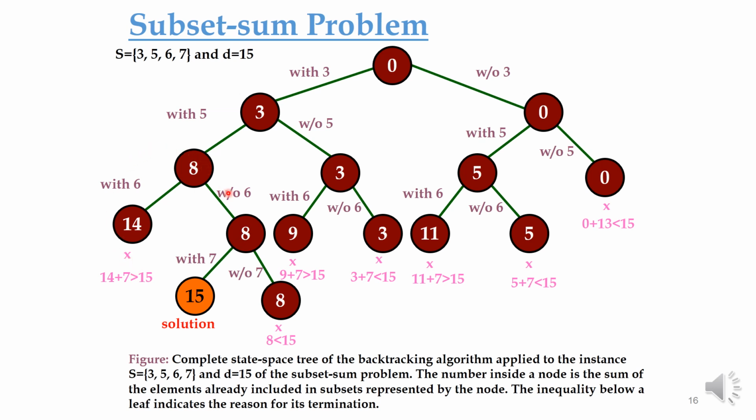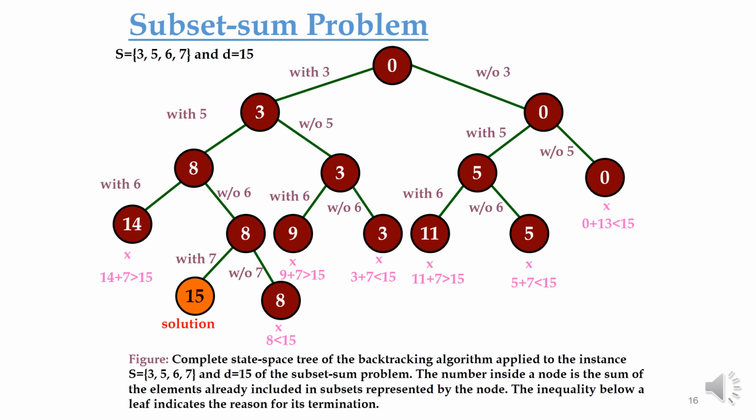So we move on to the next choice, without 6, and from this node I have to include the fourth value 7. So with 7 and without 7: if I include 7 with this node, I get the value 15, which is equal to D. So this node is the solution. If the value is less than D, we take it as a non-promising node. Likewise, I can move on to the other possibilities also.